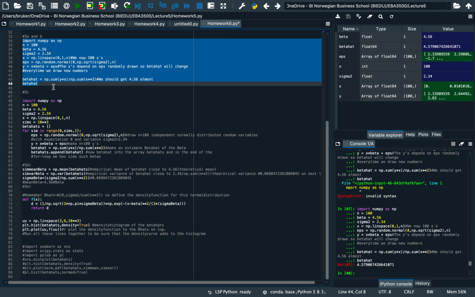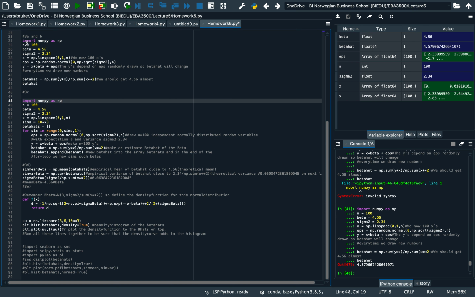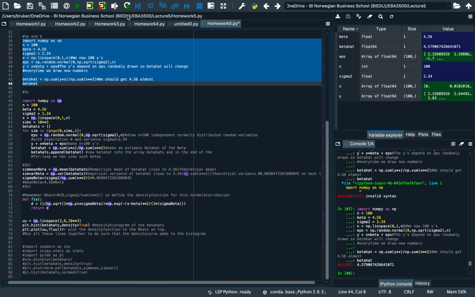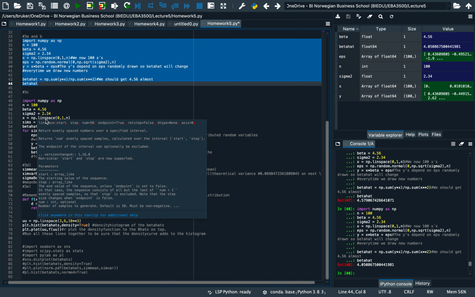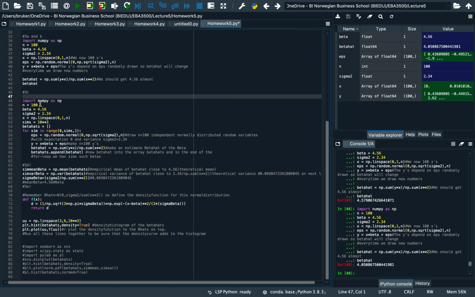Okay, and we could do this a lot of times, and that's what we are asked to do. So now we have done A and we have done B. Let's run this code once more. Now we got 4.05. That was a pretty long way from the real beta 4.56. Maybe not so long actually. But how can we do this a lot of times and store these beta hats? We can do it with a for loop, and that is what we are asked to do in C.